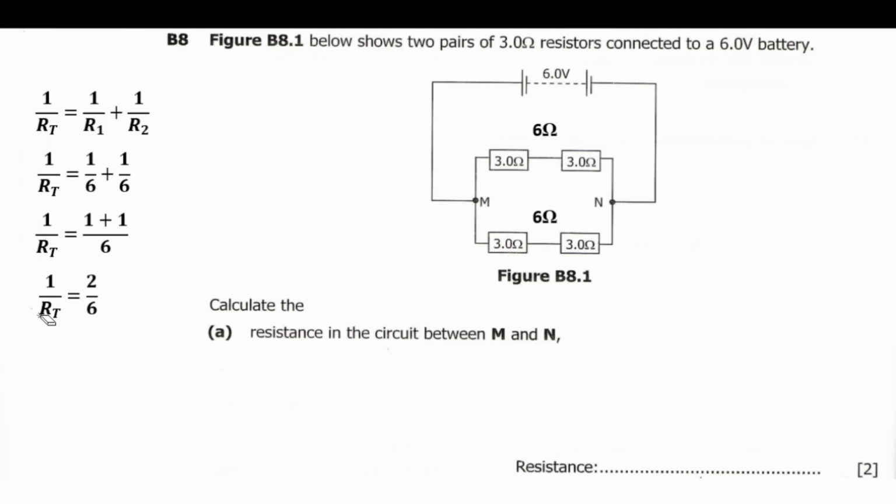Then you cross multiply. This times that, you get RT. Then this times that, you get 6. Then you make RT the subject of the formula by dividing by 2 on both sides. So you get 3, because 2 into 2 they cancel, and 2 into 6 is 3. So the total resistance here is 3 ohms.